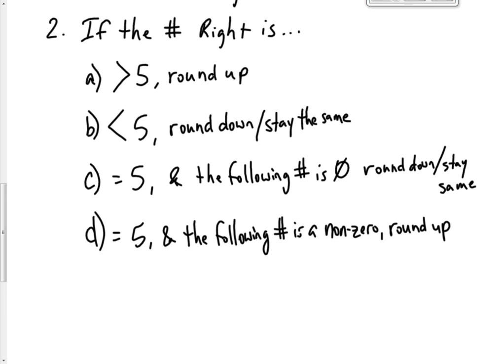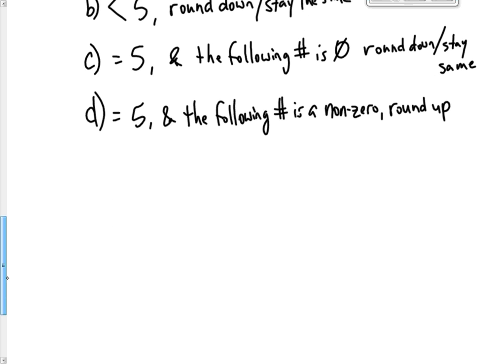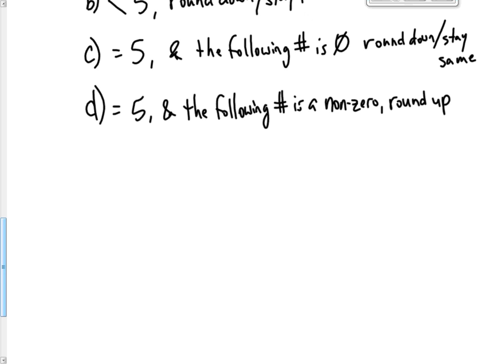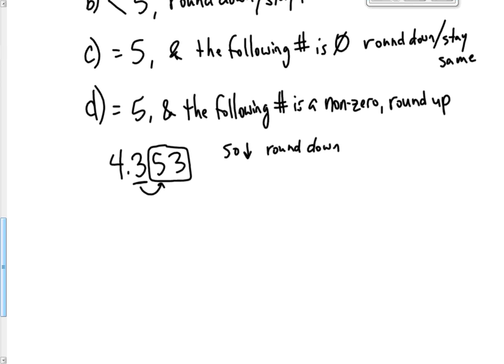Okay? And a lot of people like to look at it as two numbers. So if we got 4.353, and we're rounding this 3, so we're going to look to the 5. A lot of people like to just look at the next two numbers. So this is a 53, so 50 and below, you round down, and 51 and higher, you round up.